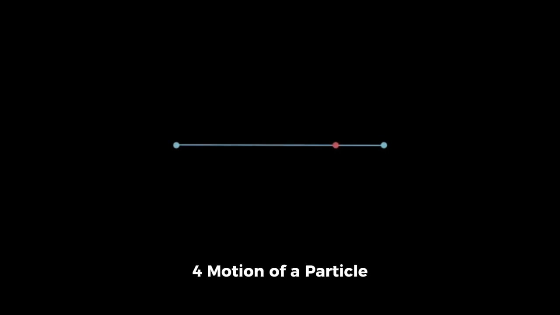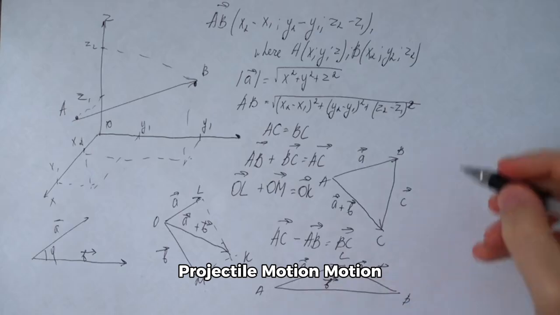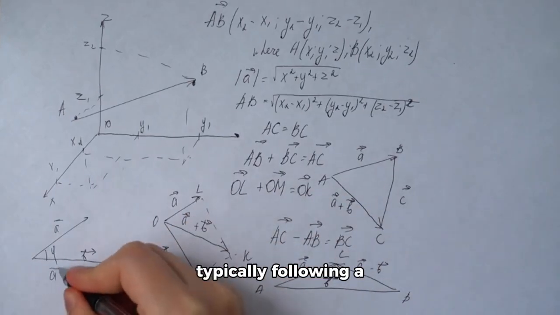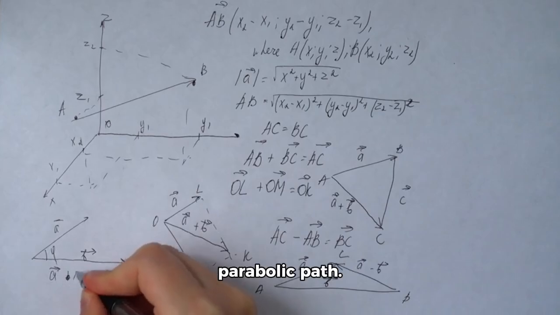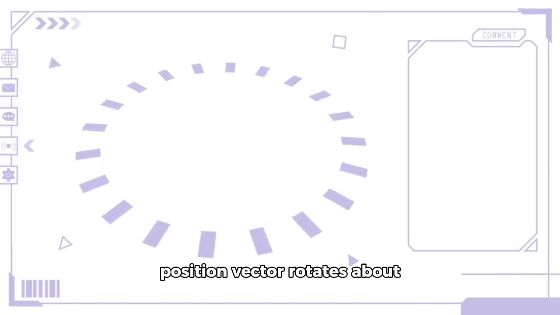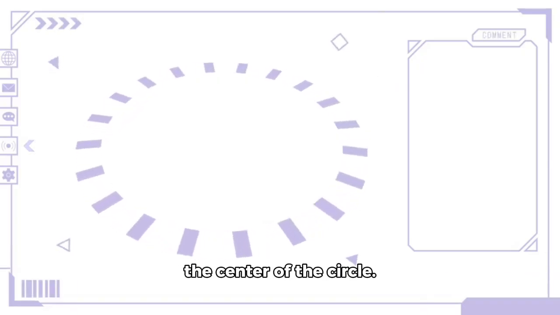Four types of motion of a particle: rectilinear motion, motion along a straight line described by a single coordinate. Projectile motion, motion of a particle under the influence of gravity, typically following a parabolic path. Circular motion, motion in a circular path where the position vector rotates about the center of the circle.